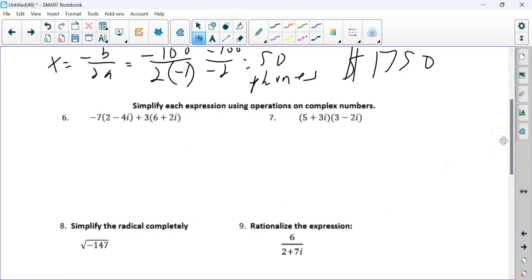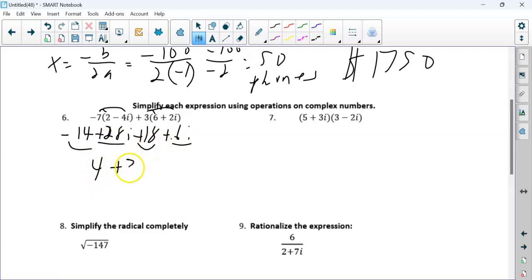All right, now back to the first half of the unit. So here we're going to distribute the negative 7, negative 14, negative times negative is positive 28i. Distribute the 3, 18 plus 6i. Combine like terms, 18 minus 14 is 4. Combine like terms, 34i.